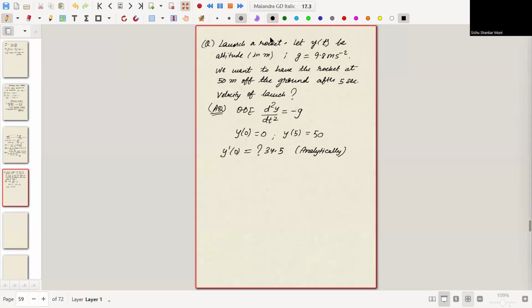Now we will use the shooting method to understand this problem, and you solve it using Python. Convert the second order ODE into a set of two first order ODEs. How? Pretty intuitive. Let y prime be v, then v prime equals minus g.